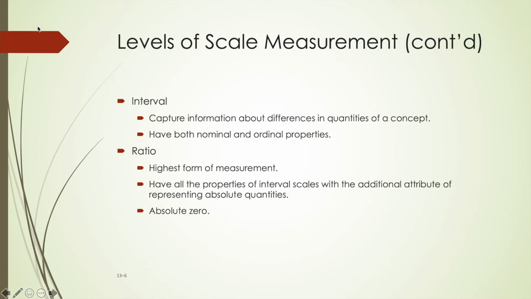Ratio is the highest form of measurement, and here you have all the properties of the interval scales with the additional attribute of representing absolute qualities, and one of those qualities is absolute 0. So what is important about this in ratio, you have 0 as a value, and the others don't have that.